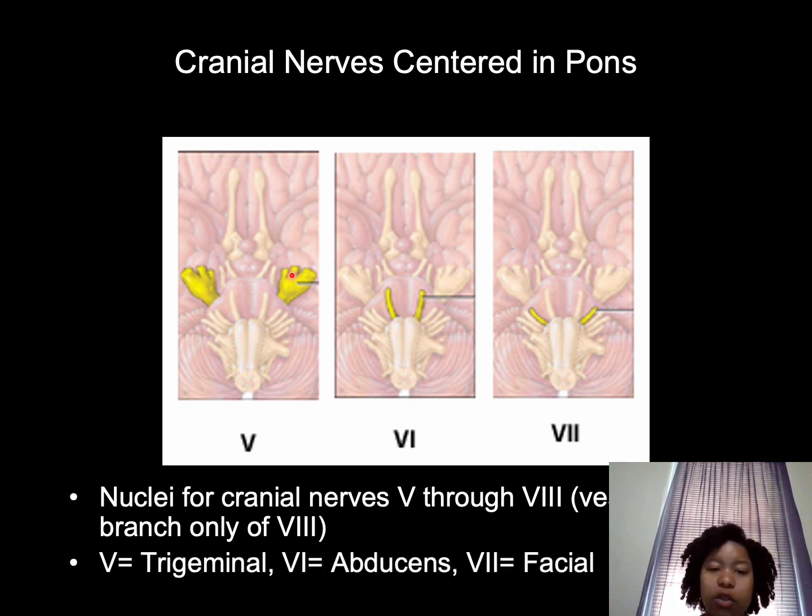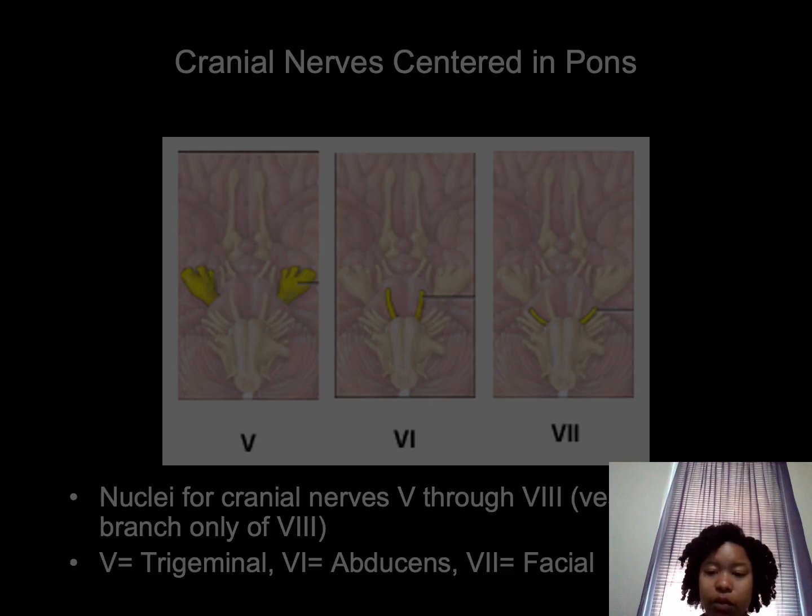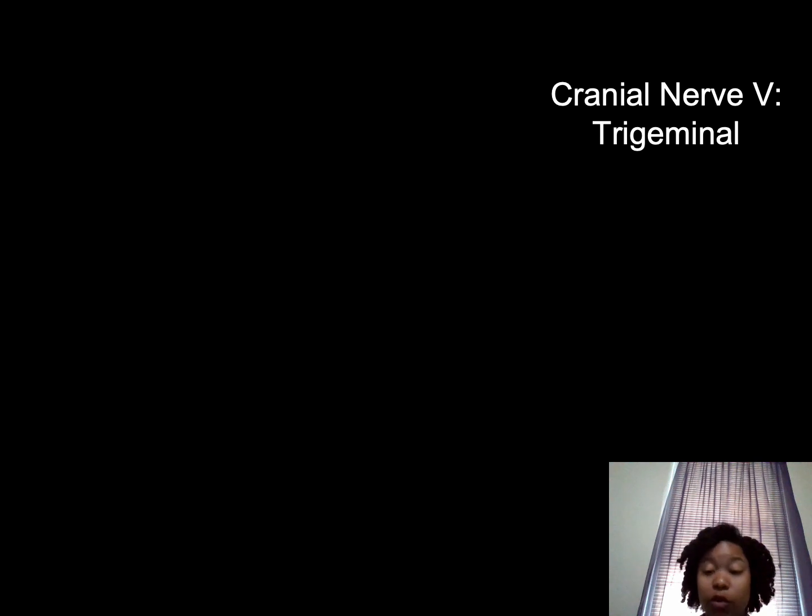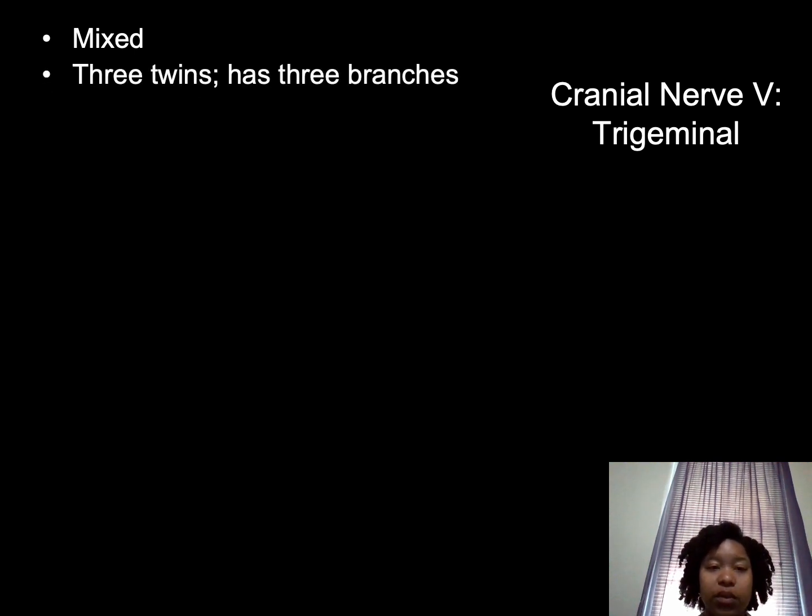So again, cranial nerve 5 is the trigeminal nerve, cranial nerve number 6 is the abducens, and cranial nerve 7 is the facial nerve. So now we'll get to talk about those a little bit further. So cranial nerve 5, the trigeminal nerve, this is a mixed nerve. And if you'll remember from our last presentation, that means that it carries sensory and motor innervations within it.